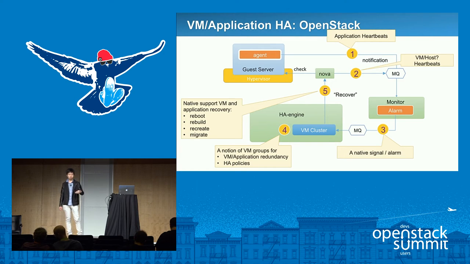Or the monitor service receives a failure message, and the monitor service will send out an alarm to the HA engine here. When the HA engine receives this alarm, it will check if the VM cluster has a health policy. In this health policy, we can provide different levels of SLA for different users. If it already has a health policy, then the HA engine will try to make this VM cluster healthy again. It will do recovery operations like rebuild, recreate, or migrate. So that's our design for our customers.